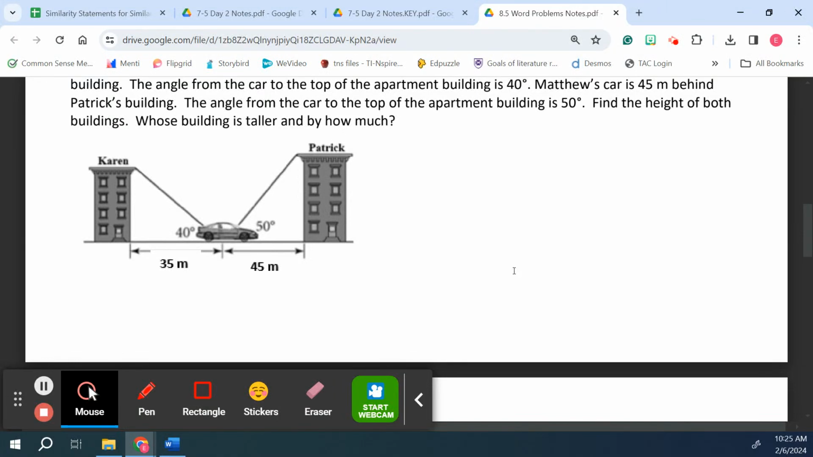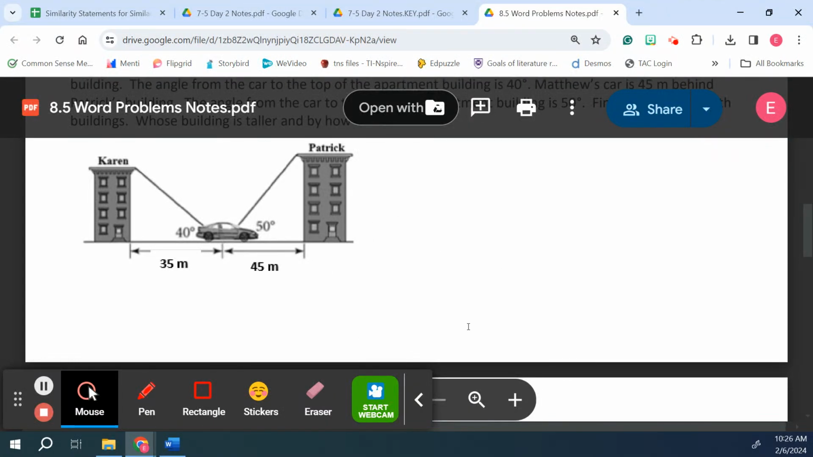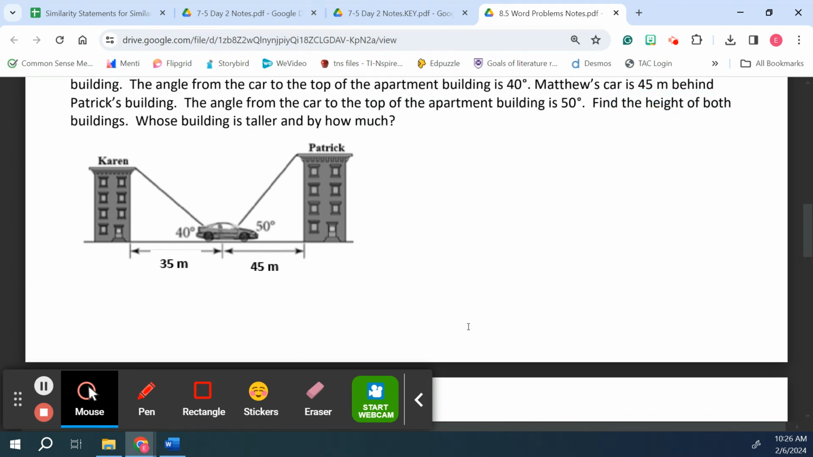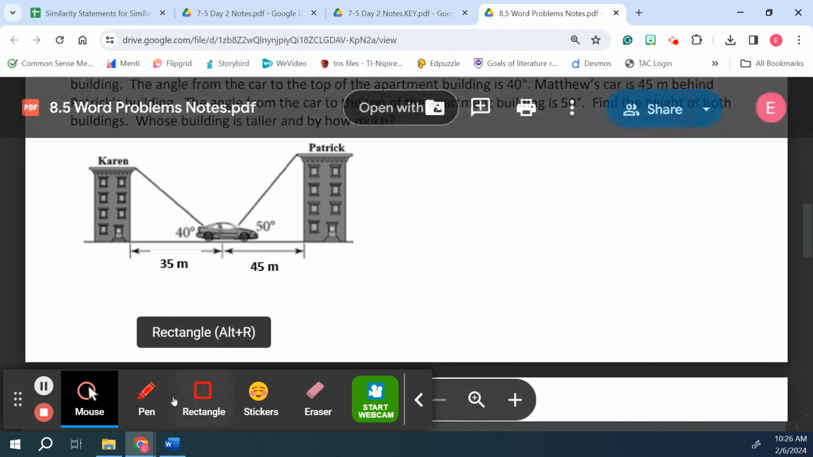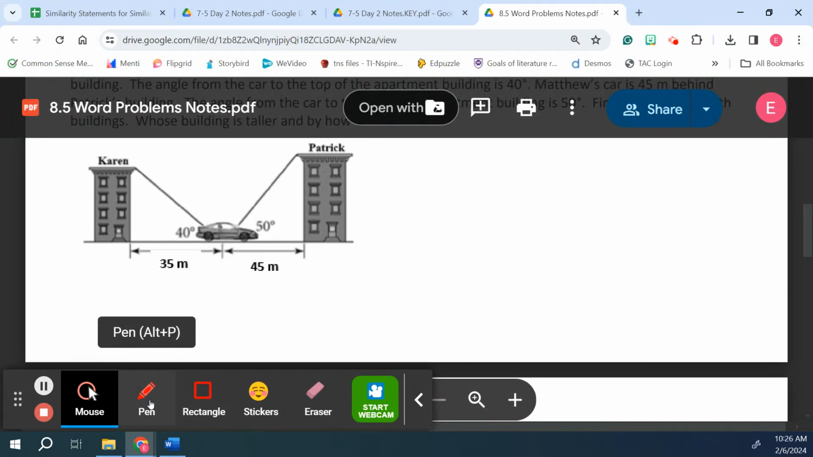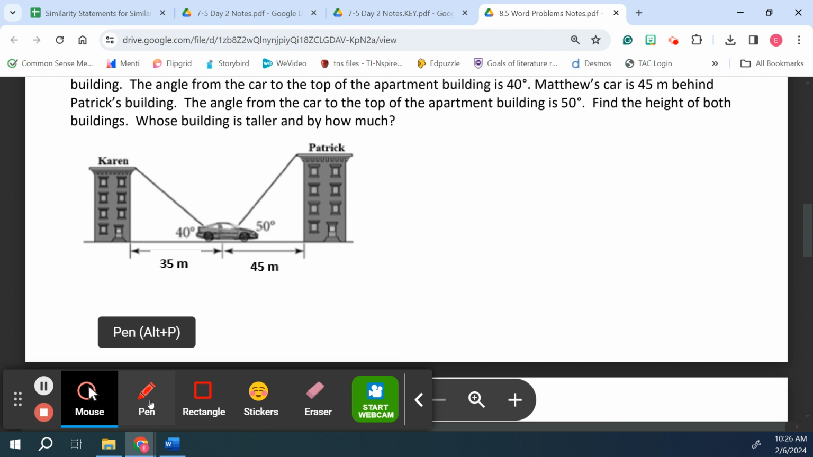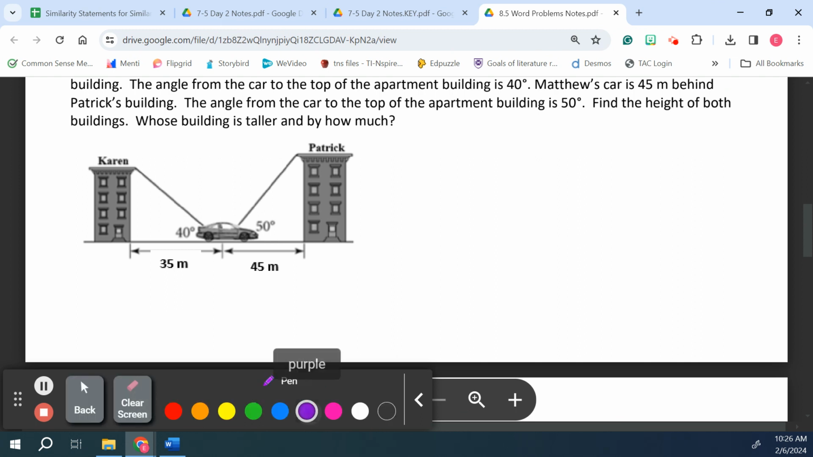All right, so you're looking at this and you're probably thinking, yeah, it's got to be Patrick, right? But do we always trust the picture? I wouldn't. Not in this case, but let's check it out. Sometimes it works out, sometimes it doesn't. So what we need to do is find two heights. We need to find the height of Karen's building, which I'm going to label as X, and Patrick's building, which I'm going to label as Y.